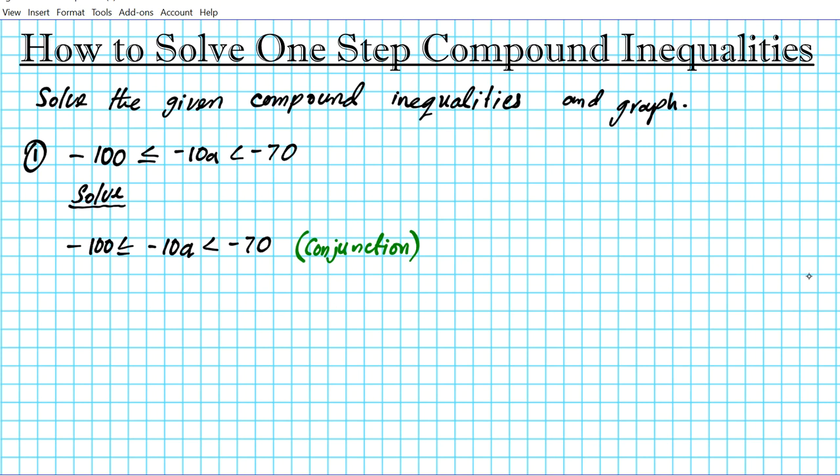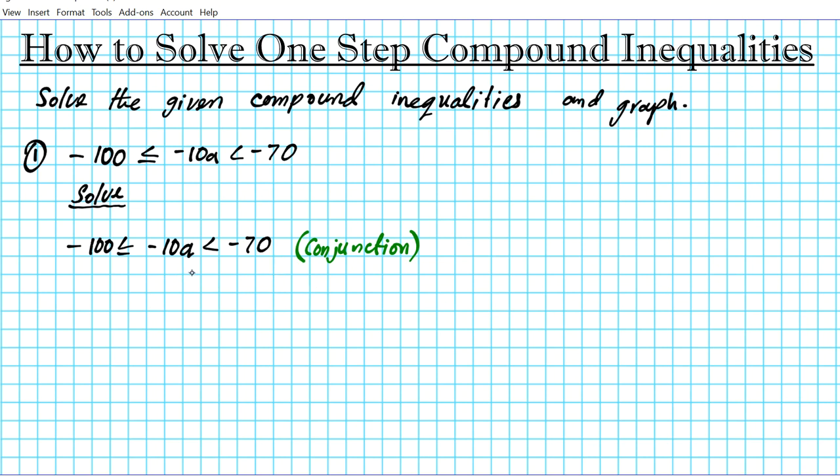Okay, so let's go ahead and solve this. Now, this is a three-sided inequality. The goal to solve compound inequalities of this format is to get the variable isolated in the middle of the inequality. When we get the variable isolated in the middle, then we have achieved the solved state of this compound inequality in the conjunction form.